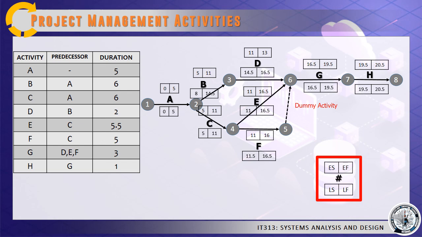Same thing goes with activity G. The late finish time of activity G is 19.5 minus its duration. The duration is 3 days, so that would give us 16. You must do the succeeding calculations for the next activities.